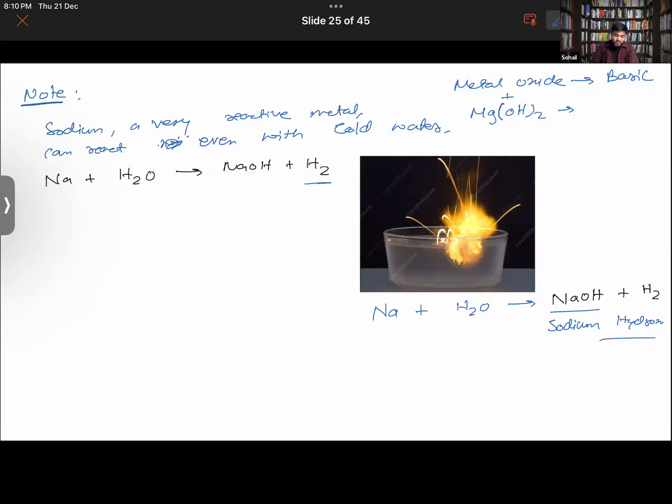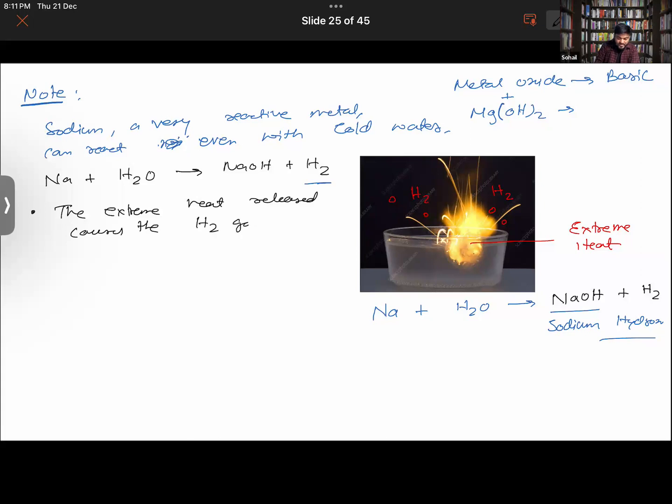Also ये pop sound क्यों produce हो रहा है? Because the hydrogen gas that is being released here, ये जो hydrogen gas बाहर निकल रहा है, look, the reaction releases an extreme amount of heat, and this extreme heat burns the hydrogen gas. So this causes a little bit of explosion. The extreme heat released causes the H2 gas to burn, and this creates a little bit of explosion.